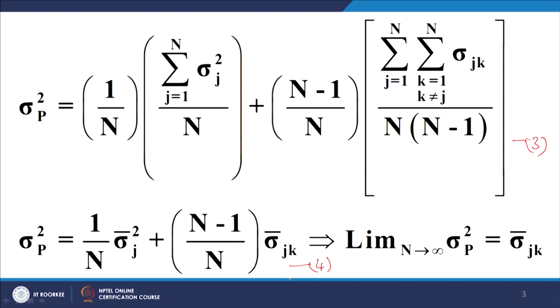Sigma bar j square is the average variance over the set of securities constituting the portfolio, and sigma bar j k is the average covariance over any pair of securities constituting the portfolio. Now, if I take the limit n tending to infinity, the first term tends to 0. Why? Because sigma j square bar would be a finite number, and if you divide it by n, you end up in the limiting case with the value tending to 0 when n tends to infinity.